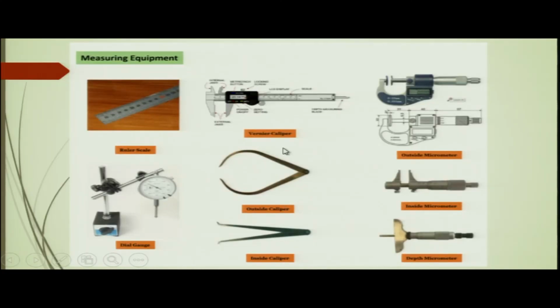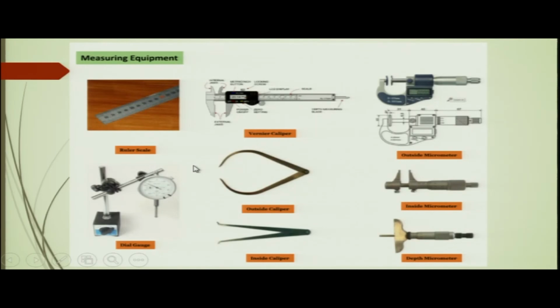This is called the outside caliper, and that means first you find out the distance between the two jaws. For example, again the cube: what will be the distance between the sides, and then from there you can find out through the scale, a linear scale, what the distance is.